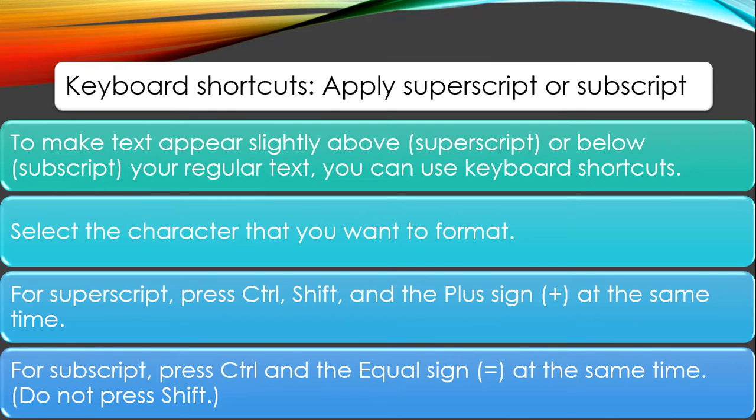Keyboard shortcuts to apply superscript or subscript. To make text appear slightly above or below your regular text, you can use keyboard shortcuts. Select the character that you want to format. For superscript, press Ctrl, Shift, and the plus sign at the same time. For subscript, press Ctrl and the equal sign at the same time. Do not press Shift in the case of subscript.